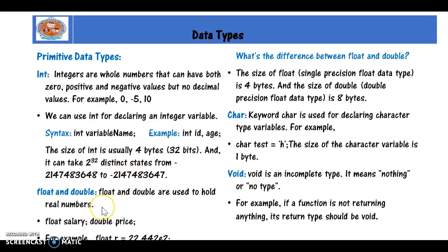Then coming to float and double, they are used for storing real numbers or floating point numbers, as both are used for storing fractional values. The difference between them is that float requires 4 bytes of memory, whereas double requires 8 bytes of memory. Char is generally used for declaring a character. Whenever you declare a character, it must be enclosed in single quotes and it requires 1 byte of memory. Void means there is no data type. This is not applicable to variables; it is only applicable to functions.